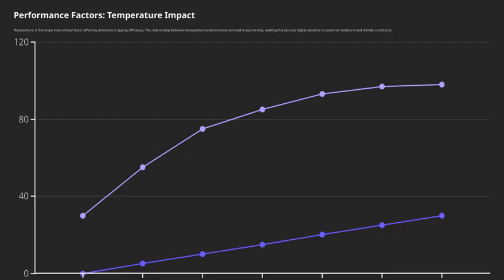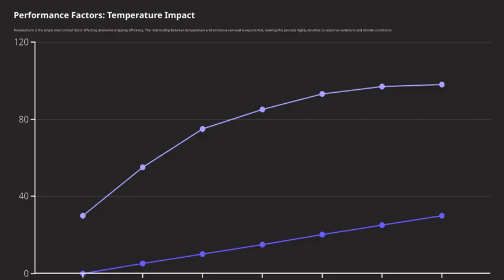Let's take a closer look at how temperature impacts ammonia stripping performance. Temperature is actually the most critical factor influencing how effectively we can remove ammonia. The relationship here is exponential, meaning small changes in temperature can have a big effect on efficiency. This makes the process highly sensitive to seasonal variations and climate conditions.